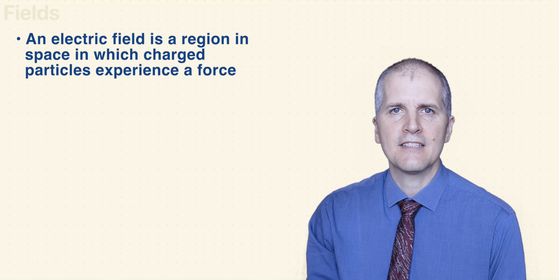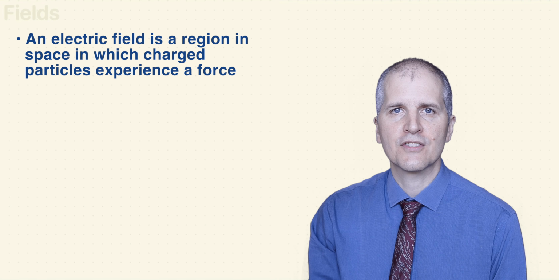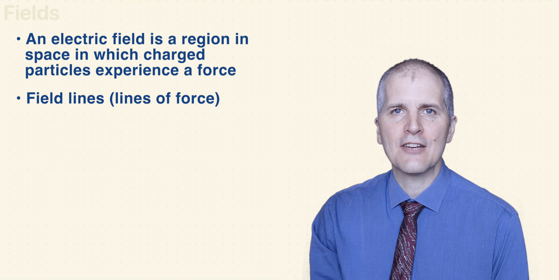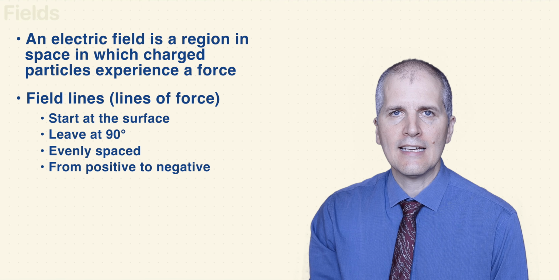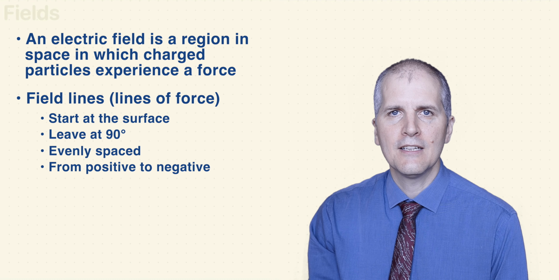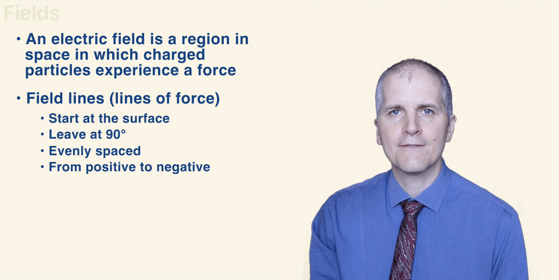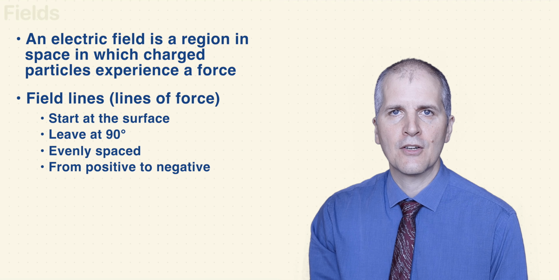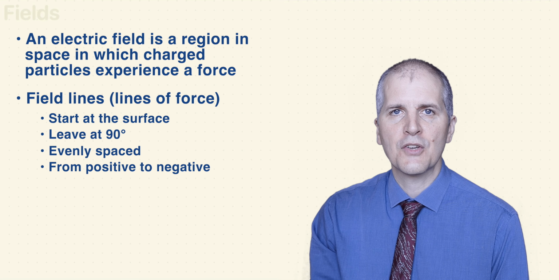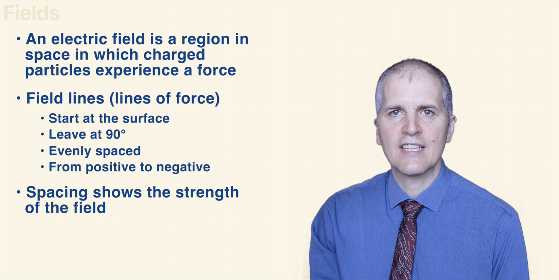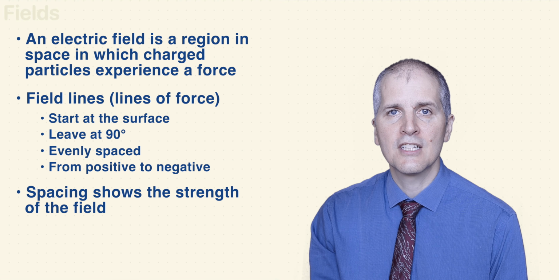So we've looked at some field patterns and we've defined an electric field, which is a region in space in which charged particles experience a force. We've thought about how to visualize an electric field with field lines leaving the surface at 90 degrees, being evenly spaced and traveling from positive to negative, so they've got an arrowhead on them. We've also seen that when the field lines are close together, that gives us a strong electric field, and when the field lines are spaced apart, then we have a weak electric field.